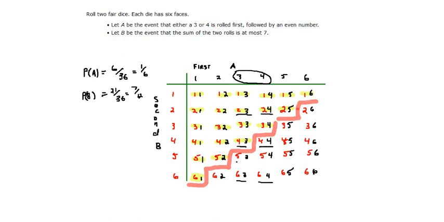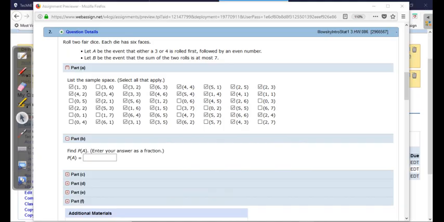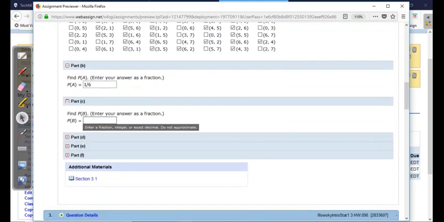7/12 as a fraction. Okay, so let's see how we're doing so far as WebAssign is concerned. So we're saying that our probability here is 1 out of 6. And the probability of event B, we said, was 7 out of 12. So far, so good. How about part D?